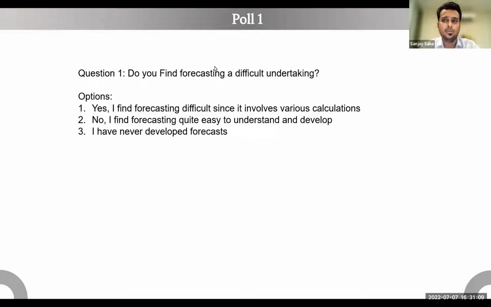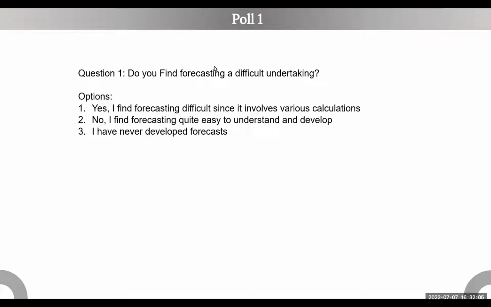In my own experience, wherever I've traveled, I've heard that people find forecasting very difficult. I don't know why. It may be because of calculations, it may be because of the coordination it requires, or because data is very difficult to collect. And if you don't have the right data, it really becomes difficult to do accurate forecasting. A lot of stakeholders and people I've worked with struggle a lot in forecasting. I also want to ask you, do you find forecasting easy or difficult, at a personal level? Please answer this quickly, then we'll move ahead.